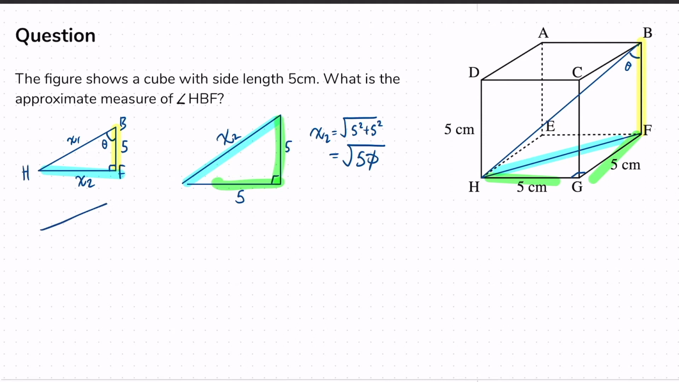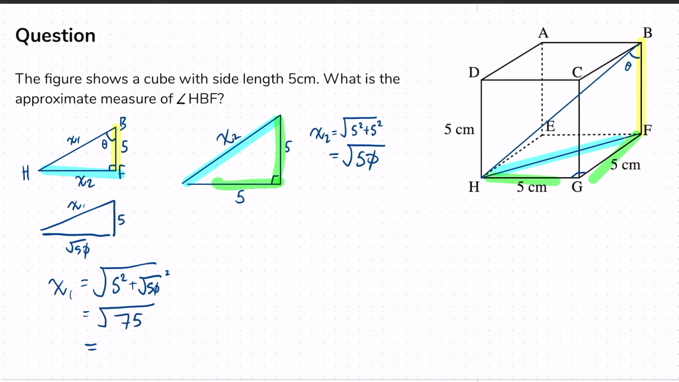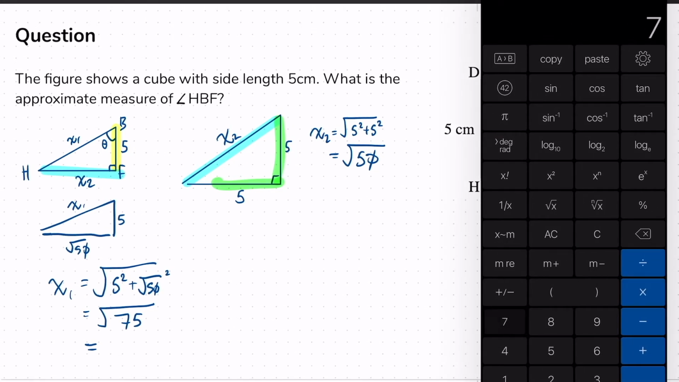So now I've got the square root of 50, 5, and x1. So x1 equals the square root of 5 squared plus the square root of 50 squared, which is equal to 25 plus 50, or the square root of 75, or 8.67 centimeters.